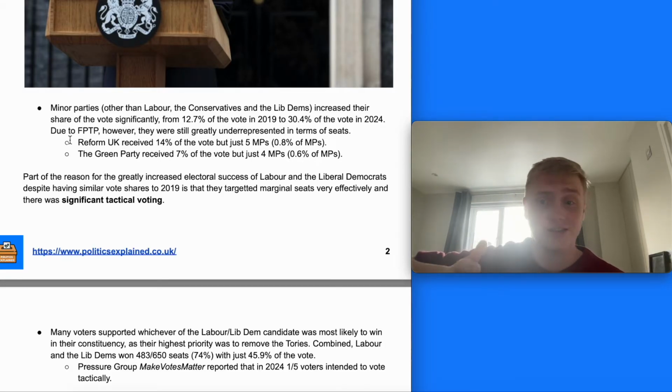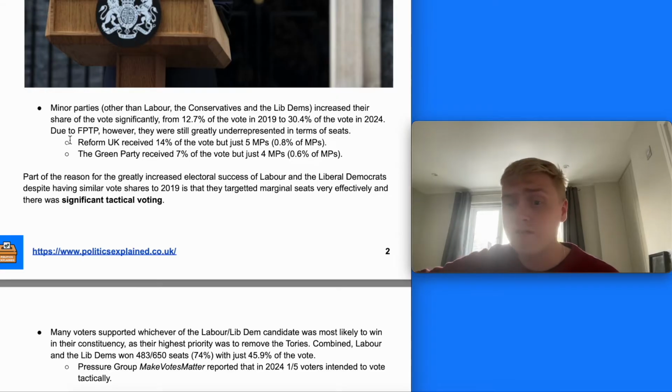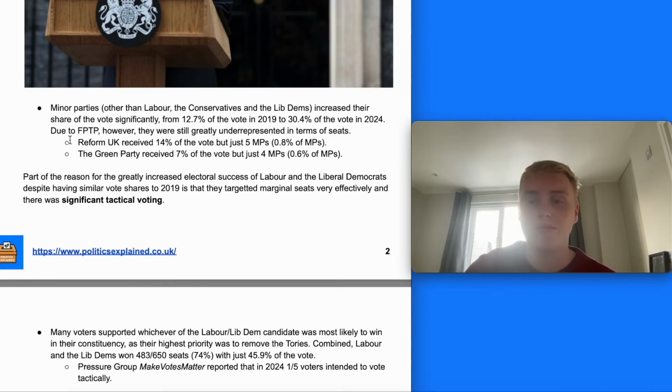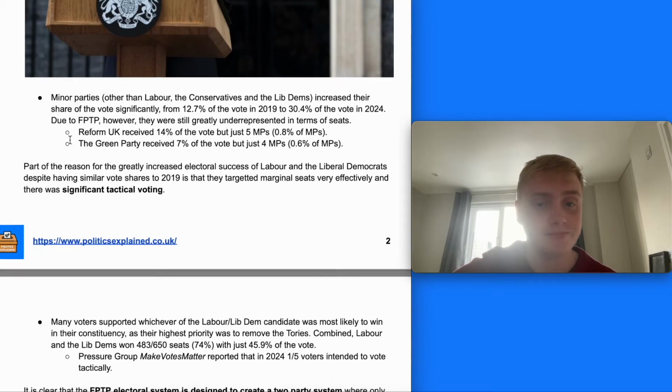The most egregious example of this is Reform UK. So they were the third largest party in terms of vote share at 14% of the vote. Really not far off what the Conservatives got, but they got just 5 MPs, 0.8% of MPs. It's a clear example of first past the post underrepresenting minor parties who don't have geographically concentrated support. And you see that with the Green Party as well, 7% of the vote, but just 4 MPs.